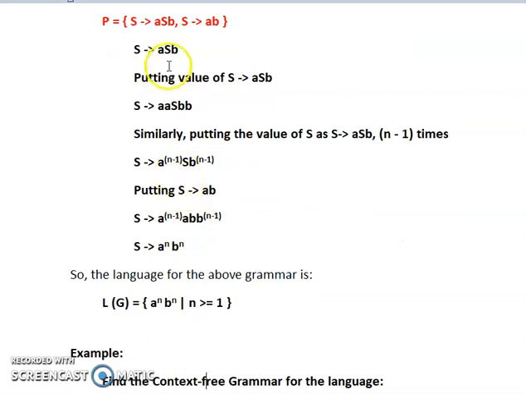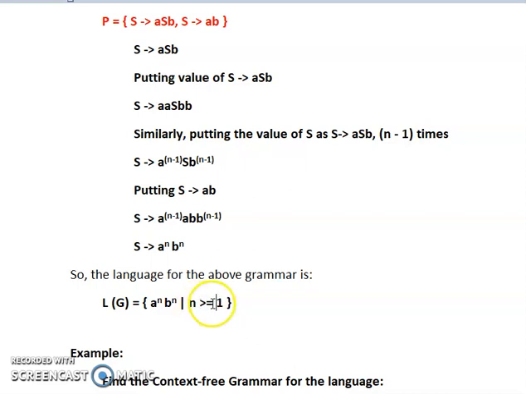Now if we put the second production rule, S tends to AB, in place of this particular S, then the rule becomes S tends to A to the power n minus 1, A, B, B to the power n minus 1. In general form, n minus 1 plus this A gives us A to the power n, and similarly B to the power n minus 1 with the extra B gives us B to the power n. So the language generated by this grammar is A to the power n, B to the power n, where n is greater than or equal to 1.